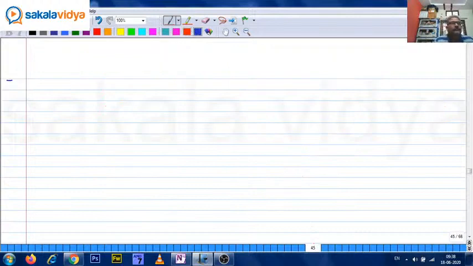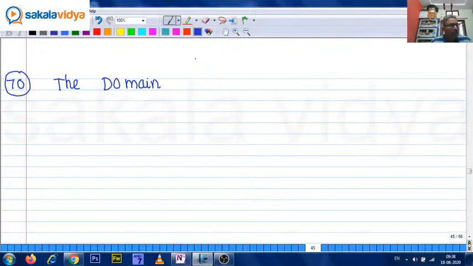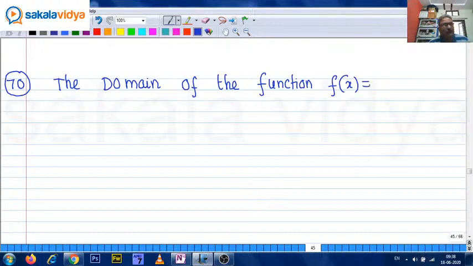Seventy. The domain of the function f of x equals log of root log x to the base 0.2. Okay, I will try.